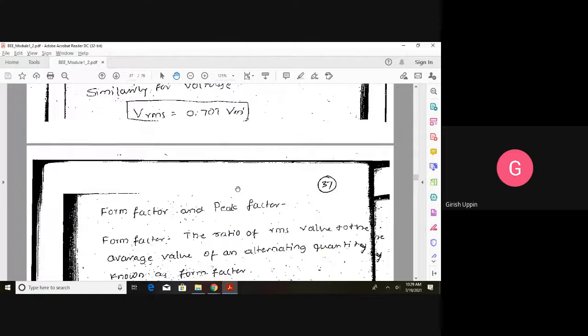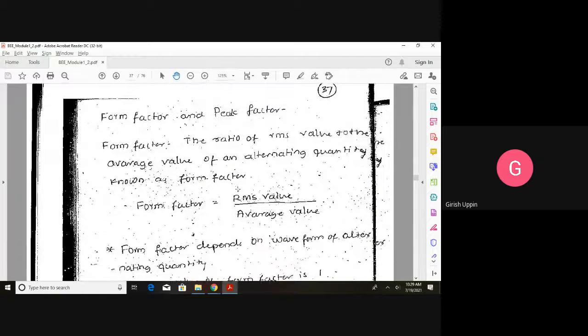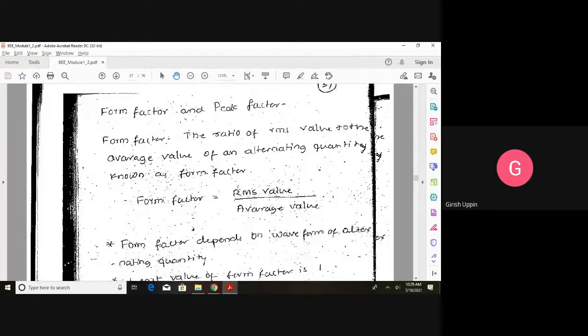Very important definition. Now, form factor and peak factor. Many times they have asked you the definition. What is form factor? Form factor is nothing but the ratio of the RMS value divided by the average value. Remember, don't get confused. And I told you, if you get confused, you have two ways of answering the question. If time permits, write both ways, and don't put any kind of scratch in your answer script. That will be taken care of by the evaluator.